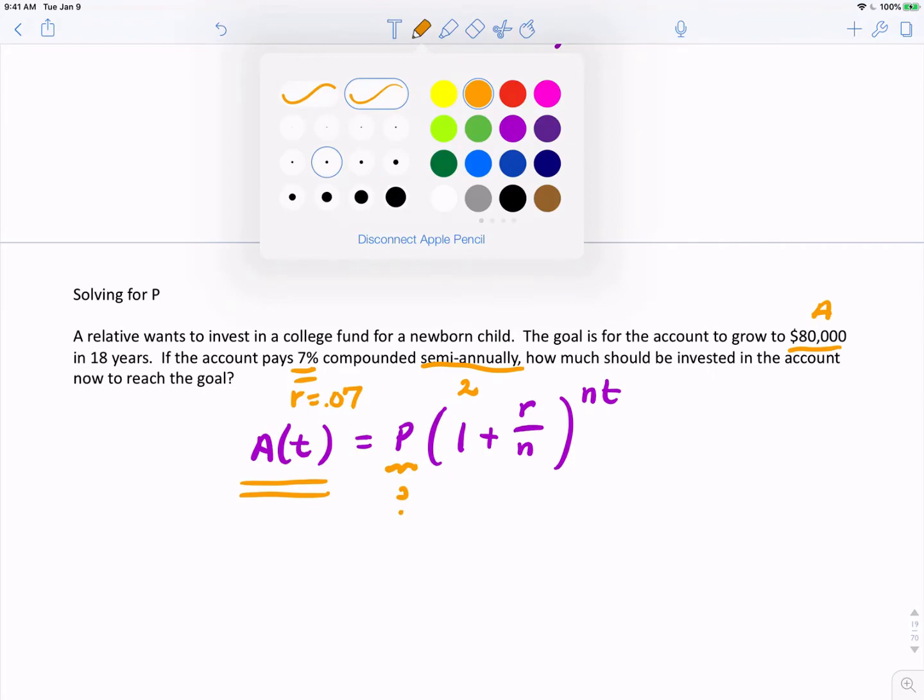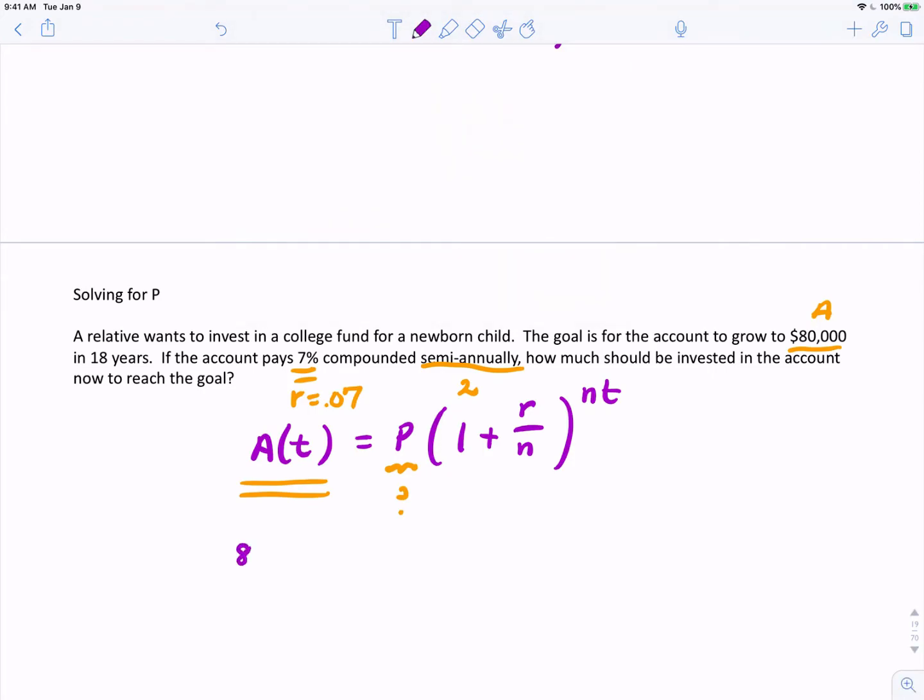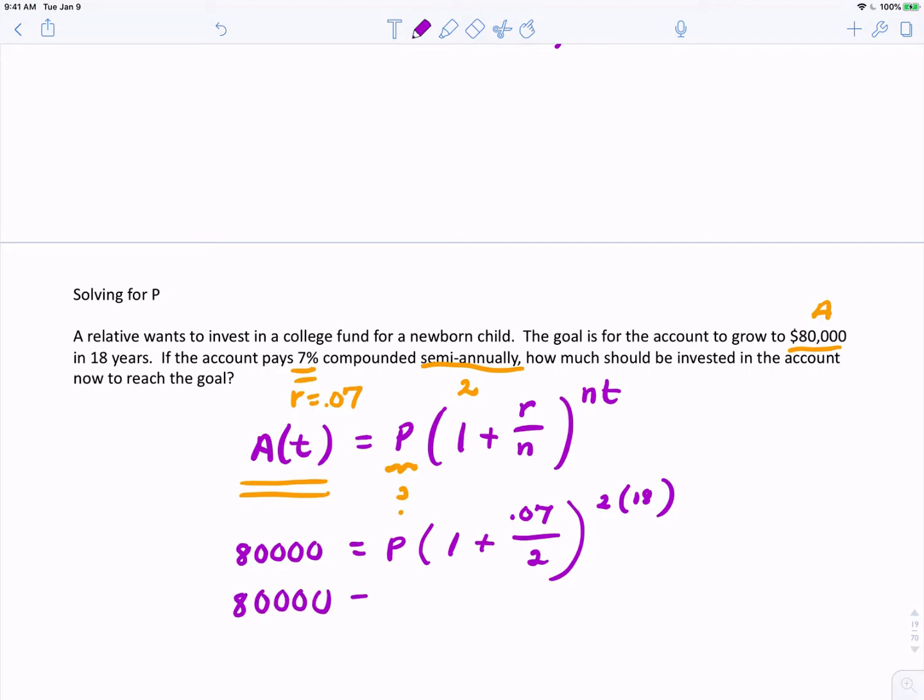And so let's just fill in what we know so far. So 80,000 is what we want in the account at the end. We don't know what P is. We have 1 plus 0.07 divided by 2. n is 2, and it's going to be in 18 years. All right, so let's go ahead and see what we have so far. So 0.07 divided by 2. So here we have 80,000 is equal to P times 1.035 to the 36th power.